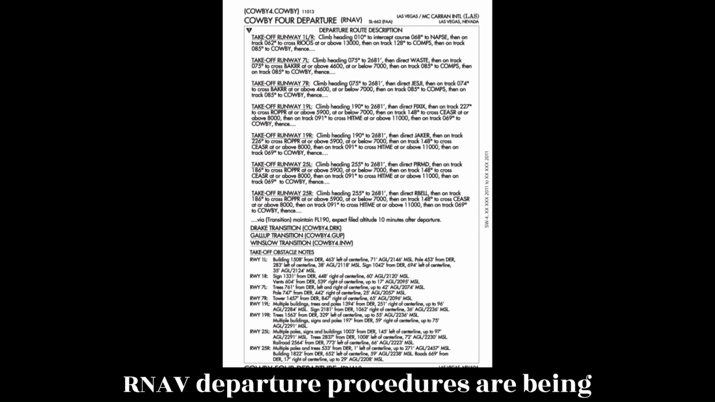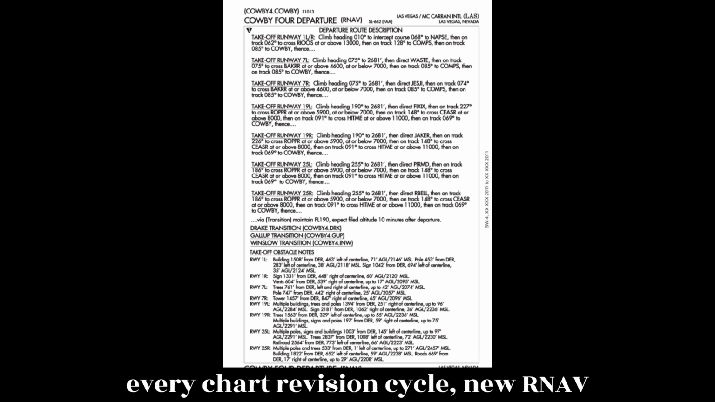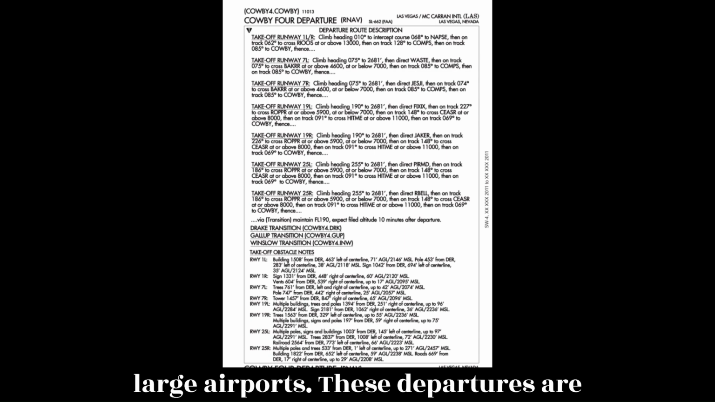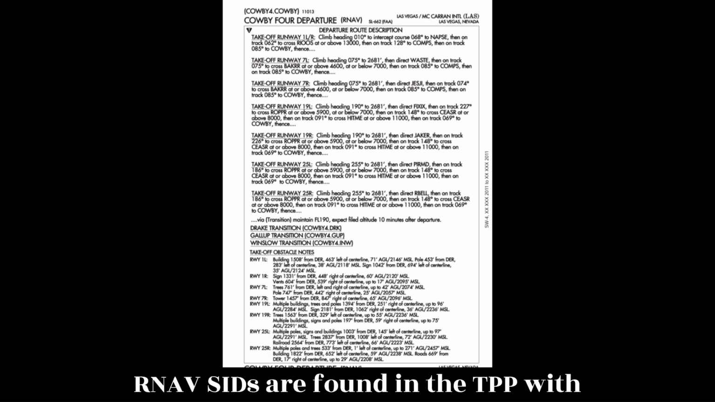RNAV departure procedures are being developed at a rapid pace to provide RNAV capabilities at all airports. With every chart revision cycle, new RNAV departures are being added for small and large airports. These departures are flown in the same manner as traditional navigation-based departures. Pilots are provided headings, altitudes, navigation waypoints, and departure descriptions. RNAV SIDs are found in the TPP with traditional departure procedures.